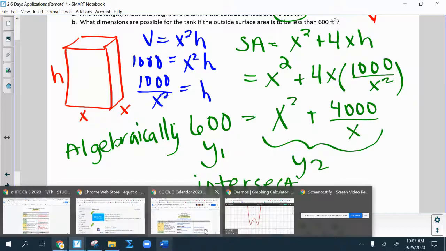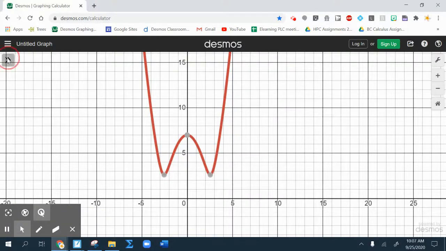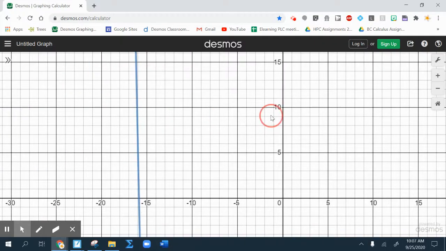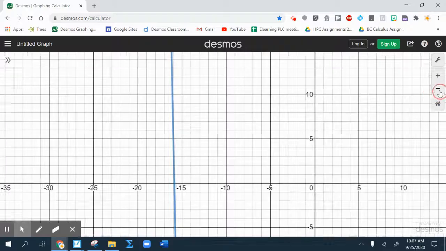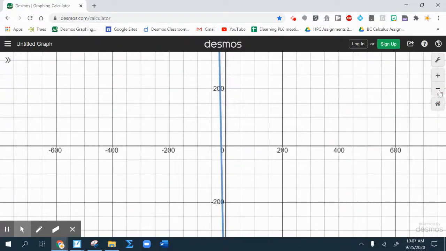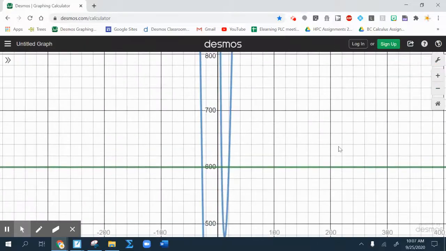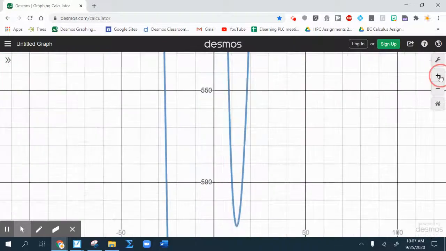And I'm going to go ahead and use Desmos again. So let me get rid of this thing, and I will show you this function and show it equal to 600. So here is my surface area formula, and here is what I want the surface area to equal. So I need to scroll out so that I can see where this is happening, because this is a fairly large number. Well, I have to at least see 600.